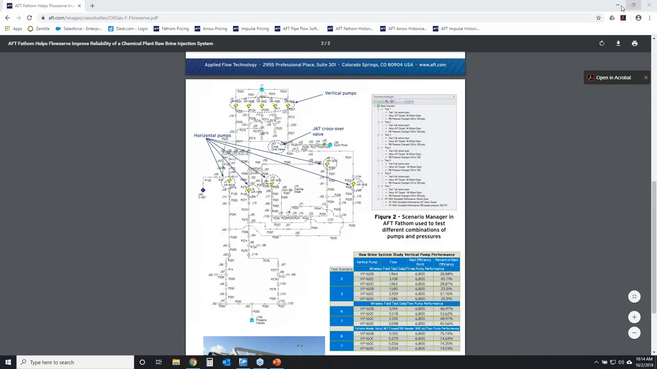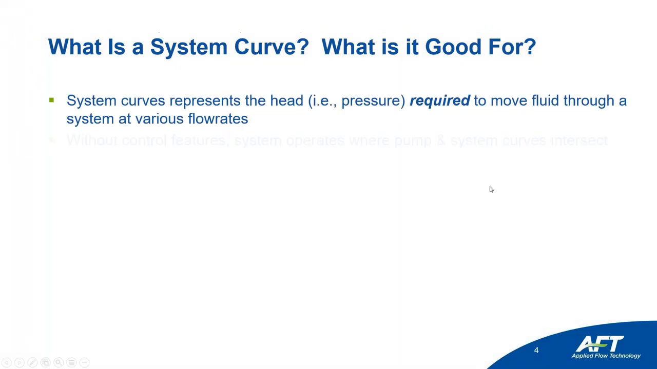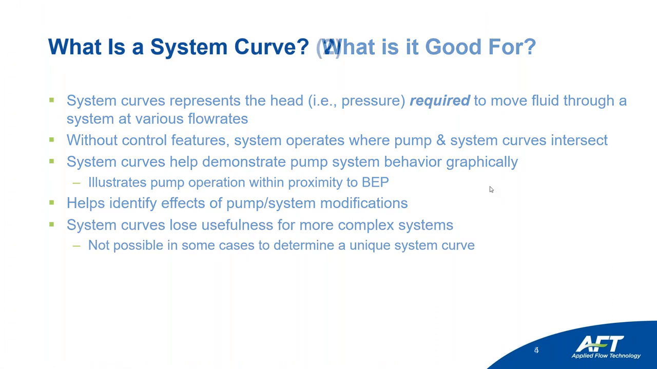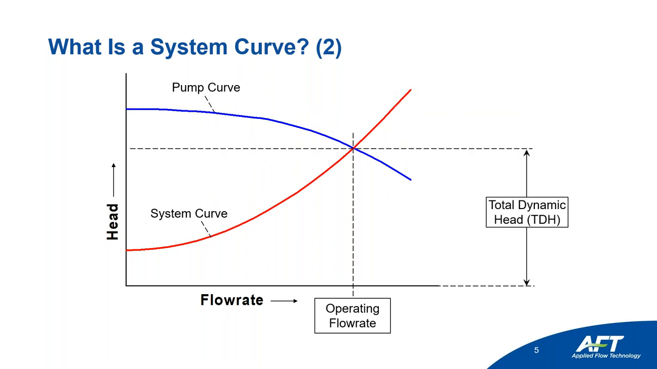All right, back to the presentation here. So, what is a system curve? We've got a pump and we've got our pump curve and our system curve plotted together, and they're going to intersect at the operating flow rate. So the flow that you have through the pump, that's where your system is going to be operating when those two curves intersect. There are multiple components that are important to know about with this system curve.